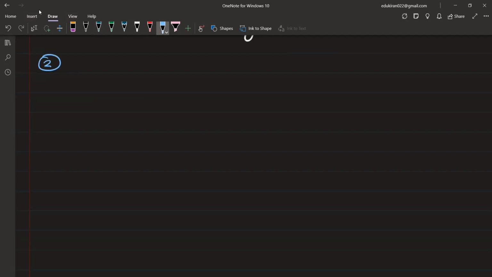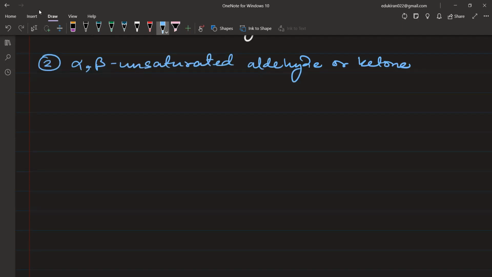Second case, if you have been given alpha comma beta unsaturated aldehyde or ketone. For example, you have something like this. If you are given an alkene type, then again you will identify the alpha carbon, you will identify the beta carbon.